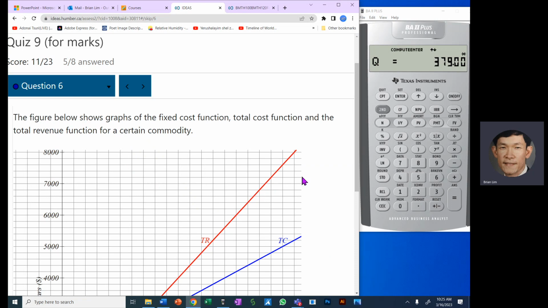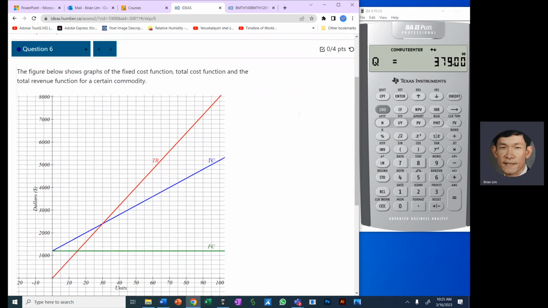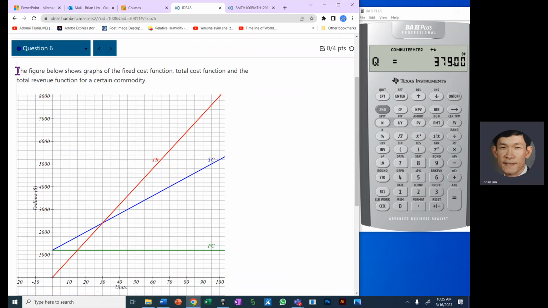So the next question. All right. This figure shows the graph of the fixed cost function, the total cost function and the total revenue function for a certain commodity. All right, so there's the total revenue as you saw before. It starts at 0. Ignore the minus 10, it's just for the graph to show. If this is 10 and this is minus 10, in between the two must be 0. So the total revenue starts at 0 because if you sell 0 items, then there'll be 0 revenue. And that is that red line there.